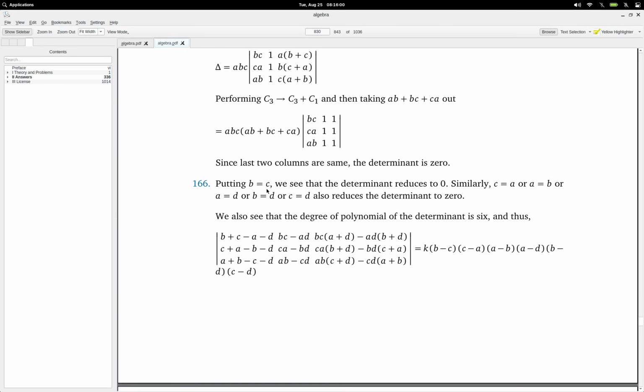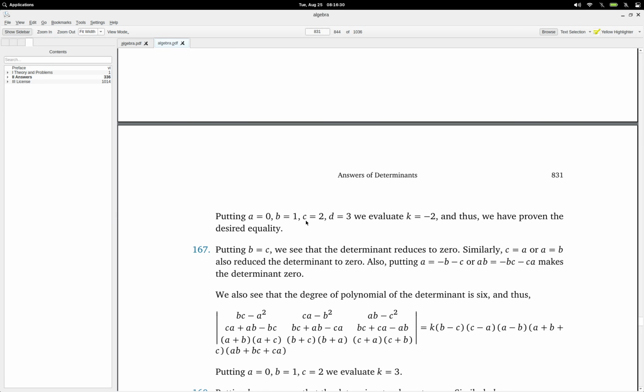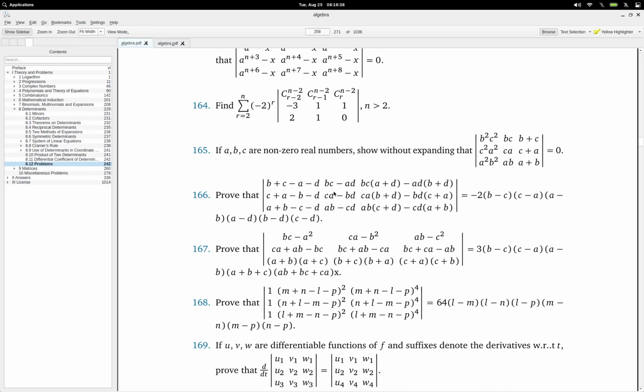So we see that if you put D is equal to C, the determinant reduces to 0. Similarly, C is equal to A, or A is equal to B, or A is equal to D, or B is equal to D, or C is equal to D also reduces the determinant to 0. We also see that the degree of polynomial of the determinant is 6, and thus determinant is equal to k times b minus c, c minus a, a minus b, a minus d, b minus d, c minus d. Now we put a is equal to 0, b is equal to 1, c is equal to 2, d is equal to 3, we evaluate k is equal to minus 2, and thus the desired equality is proven.